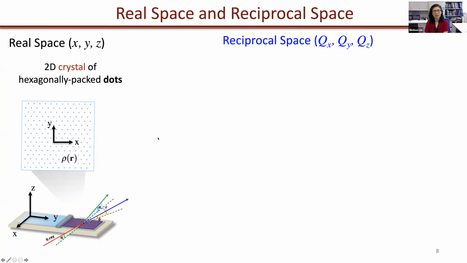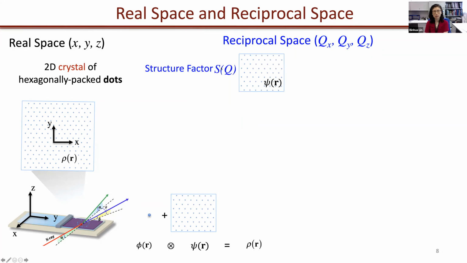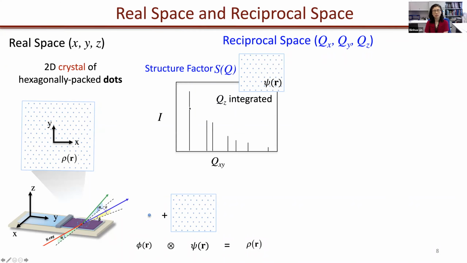In real space, phi is a dot, basically a delta function. And psi is the distribution to describe the packing of those dots. So in reciprocal space, we've said that the structure factor is the Fourier transform of this packing of hexagons. So it just gives you very skinny diffraction peaks along QXY. And for the form factor, the Fourier transform of a delta function gives you a constant.